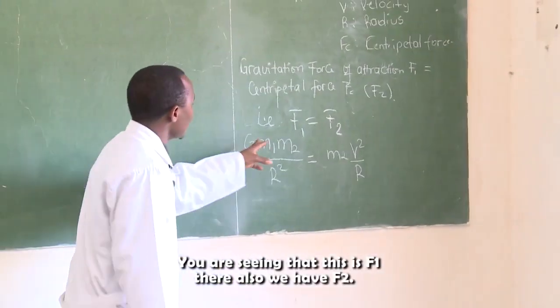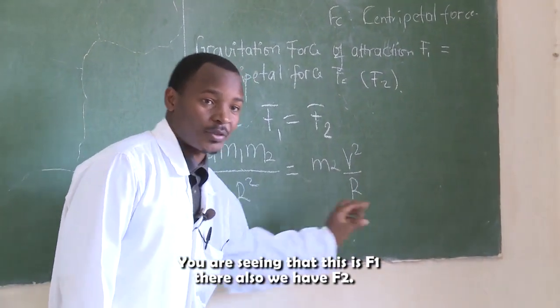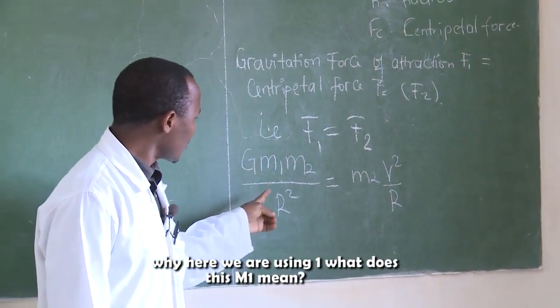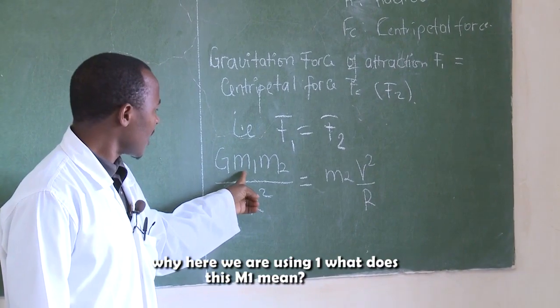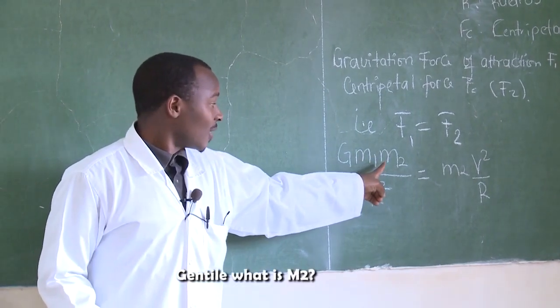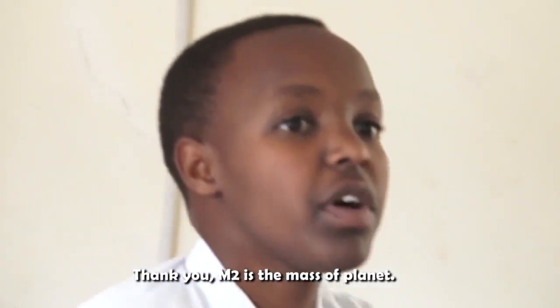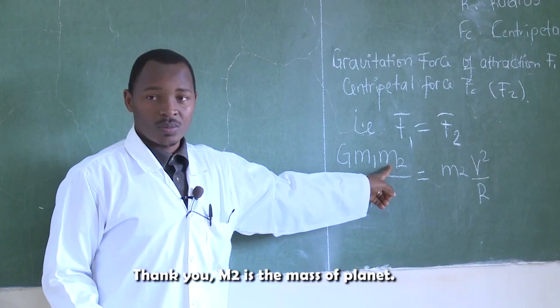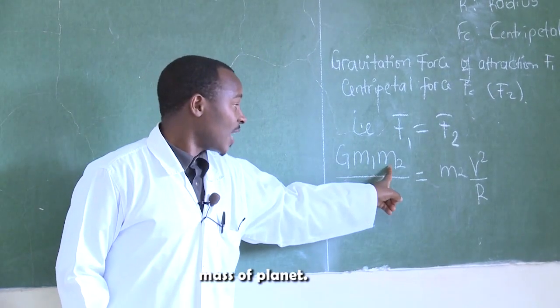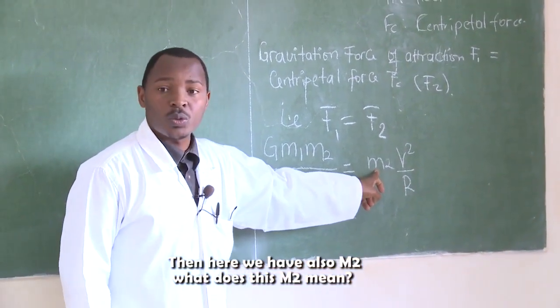You are seeing that this is F1. There also you have an F2. Why are we using 1 here? What does this M1 mean? M1 is the mass of the sun. And what is M2? M2 is the mass of a planet. Then here, we have also M2.